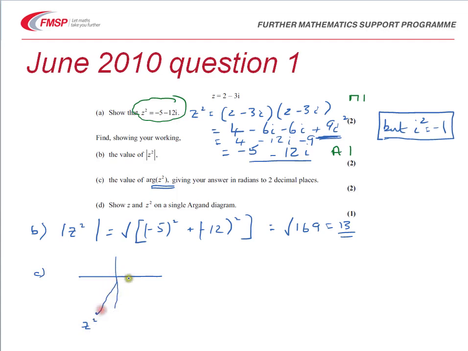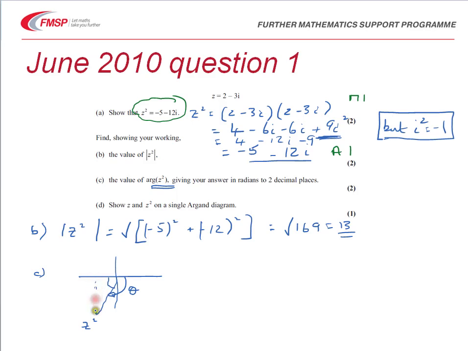The argument is this angle here, and it's going to be negative, so it's going to be in radians, and we want to work out from the diagram.